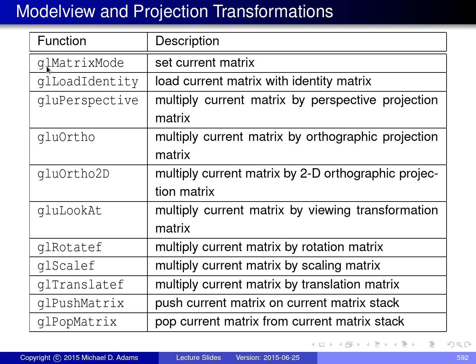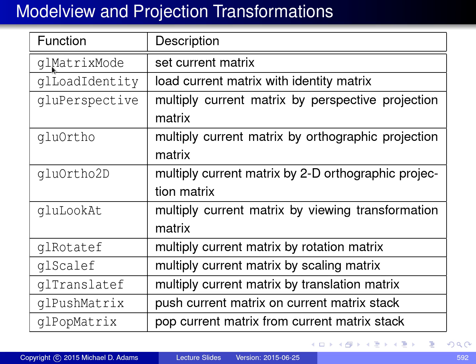The first function that can be used for updating the model view and projection transformation matrices is called glMatrixMode. What this does is it sets the current matrix. The way OpenGL works is that all these other functions that are listed below, glLoadIdentity, gluPerspective, and so on, all operate on the currently selected matrix. So you have a model view matrix in OpenGL and you have a projection matrix, and at any given time, one of these two matrices is selected as the current matrix. glMatrixMode allows you to select which of these two matrices is considered to be the current matrix. Is it the model view matrix that is the current matrix, or the projection matrix?